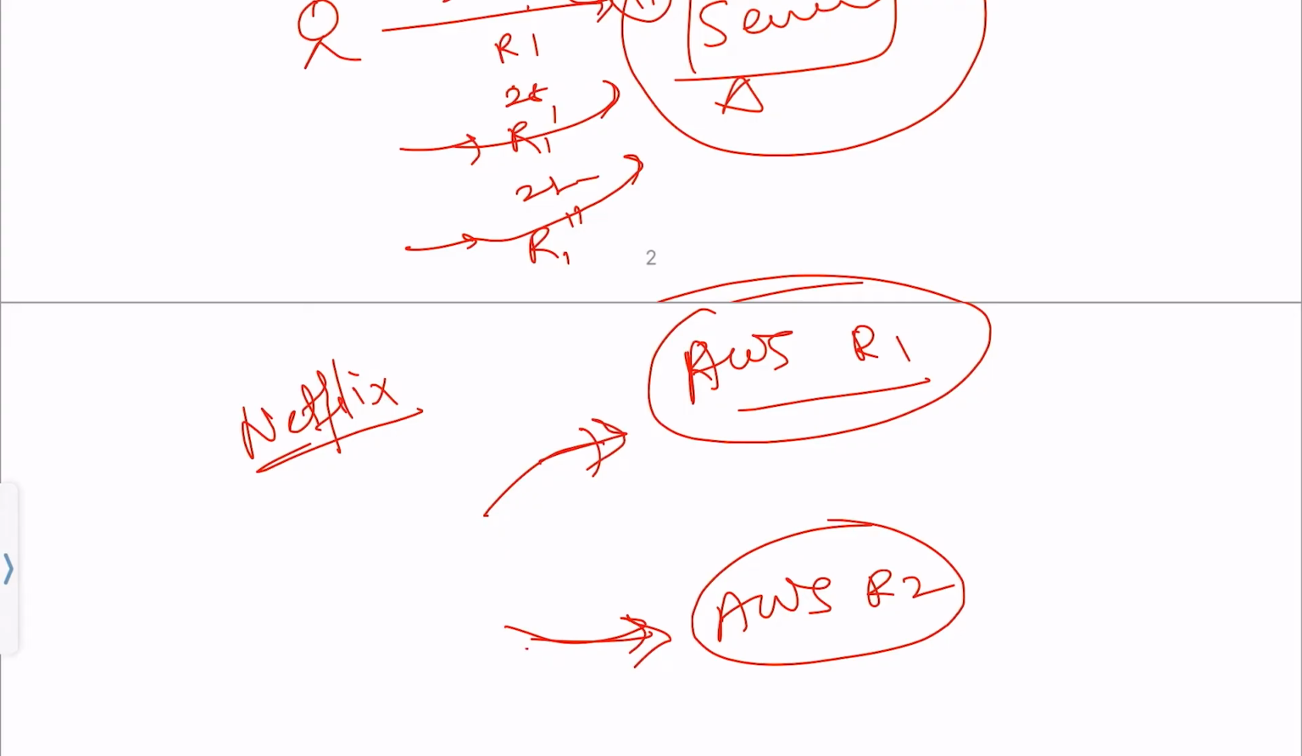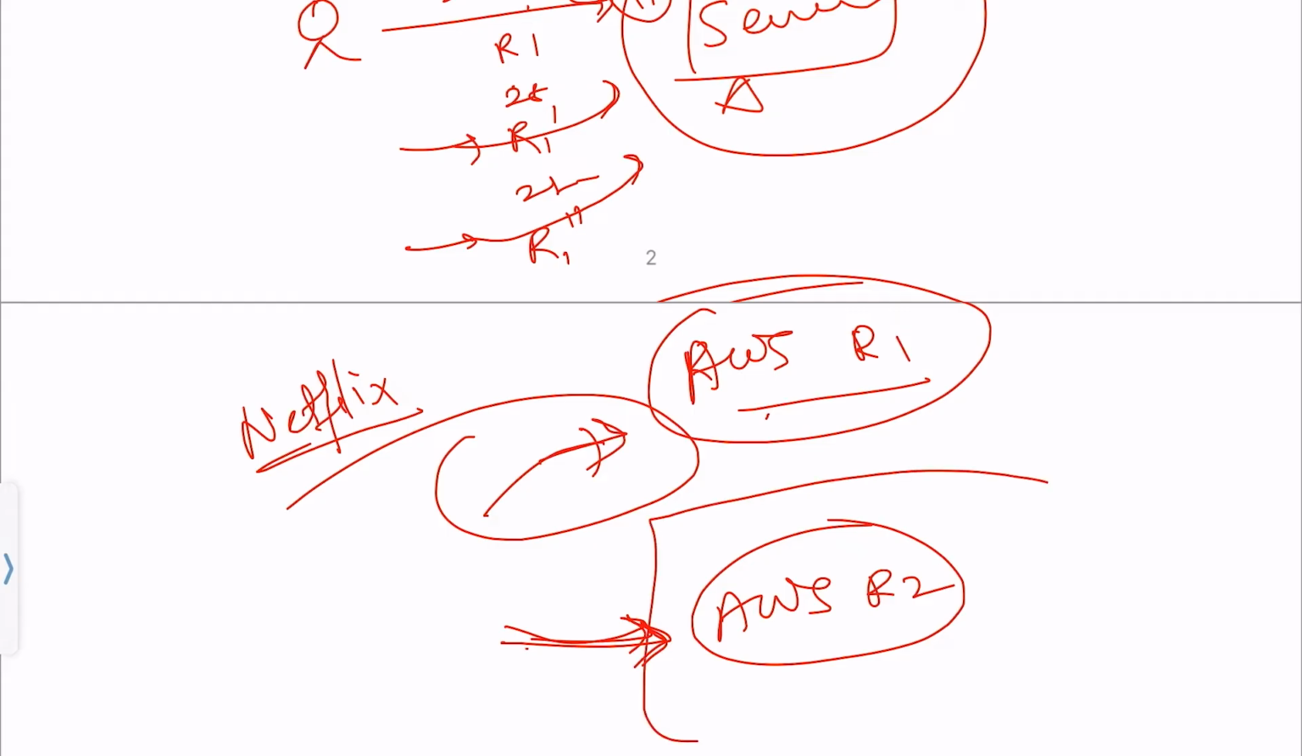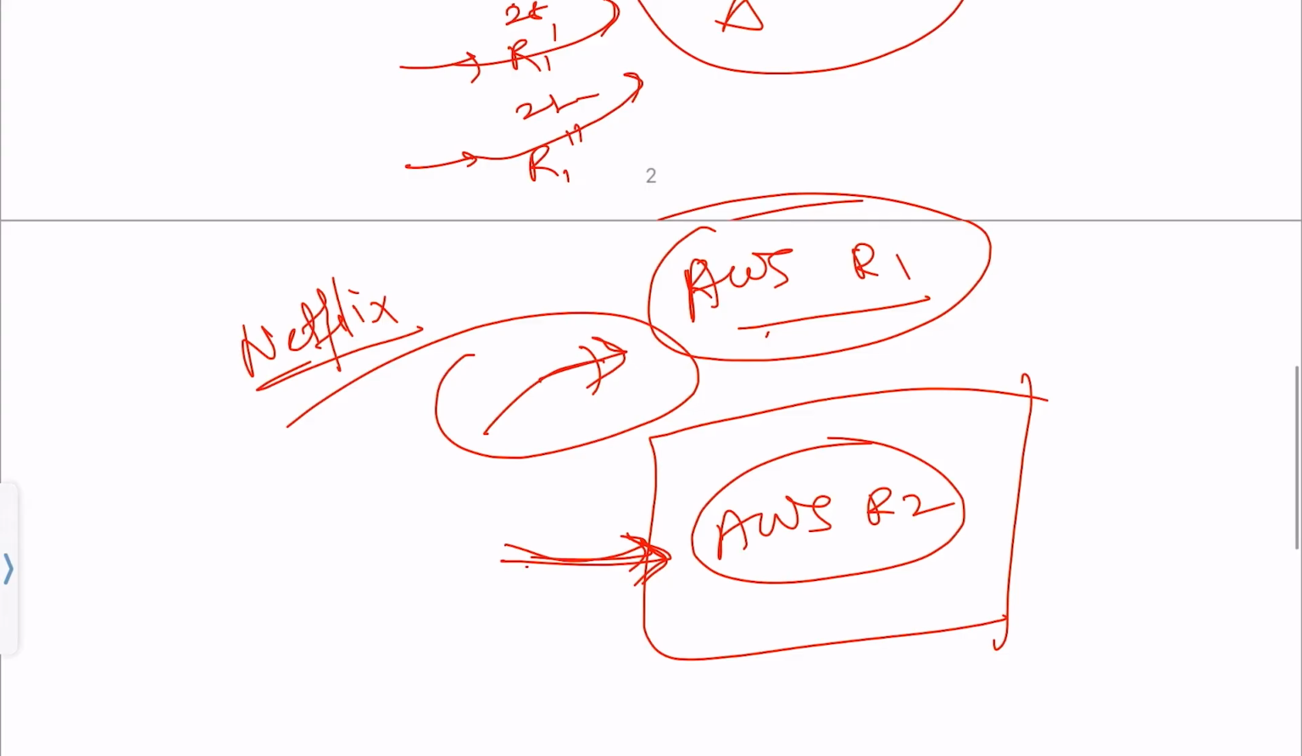But if all the traffic of region R1 is switched to R2 at the exact same time, it can very well overload the R2 region and bring the entire functionality of the server back down, right? So this is what we have to avoid. So how do you do it?